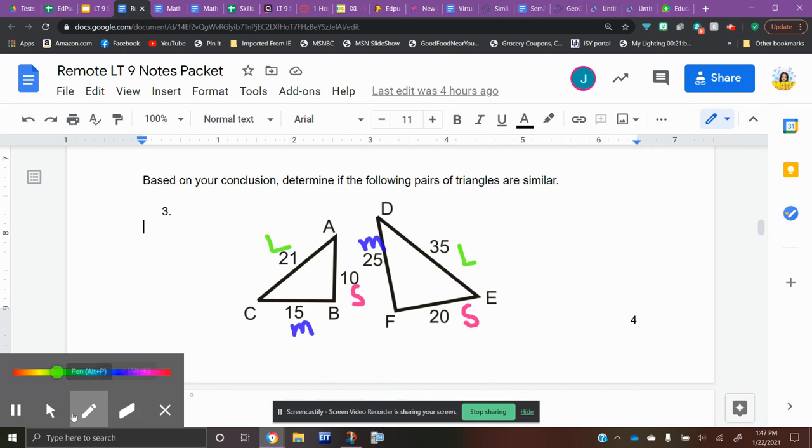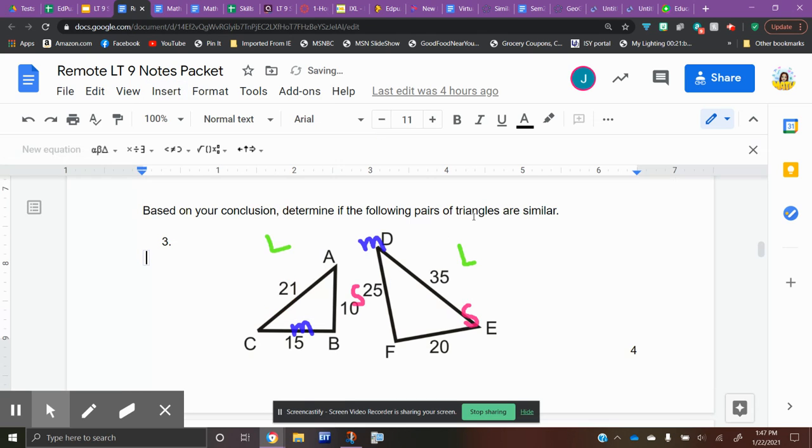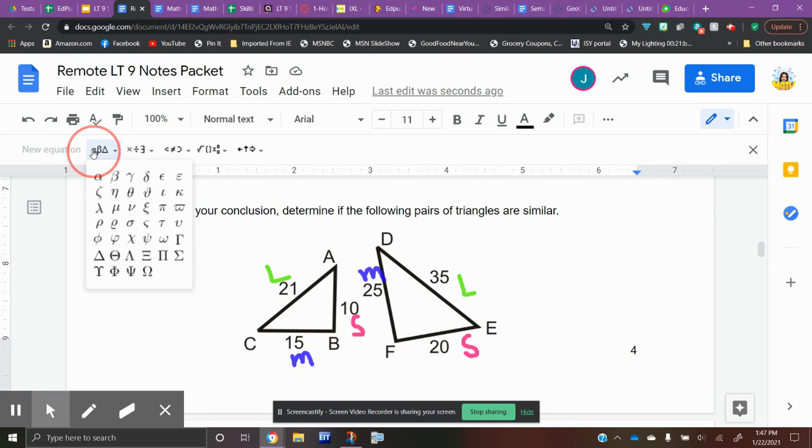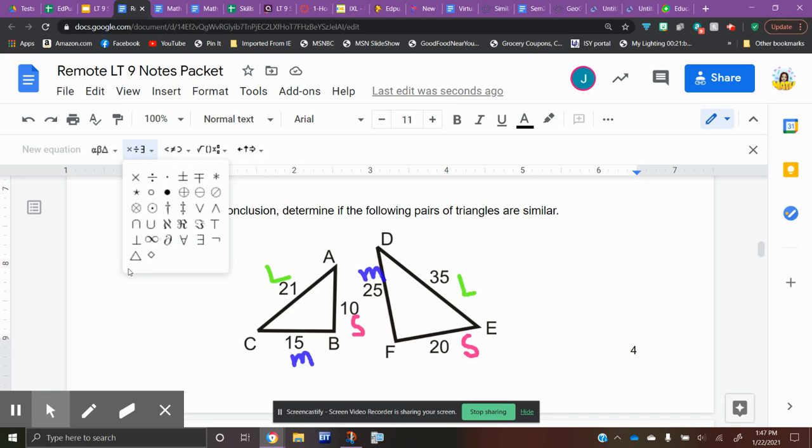Now, the reason why this is so helpful is that we're going to use those sides to write our triangle similarity statement. I'm sorry, not triangle inequality, our triangle similarity statement. Okay, so I am going to put my triangle similarity statement right over here, and you guys have this in your Google Docs as well.